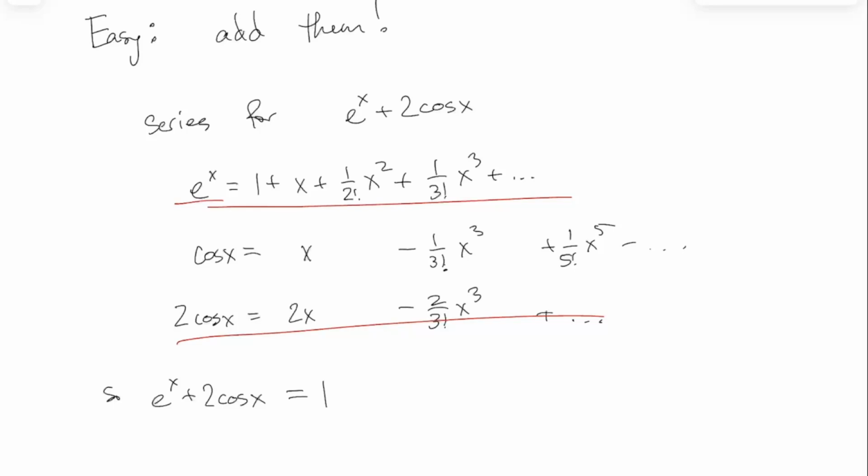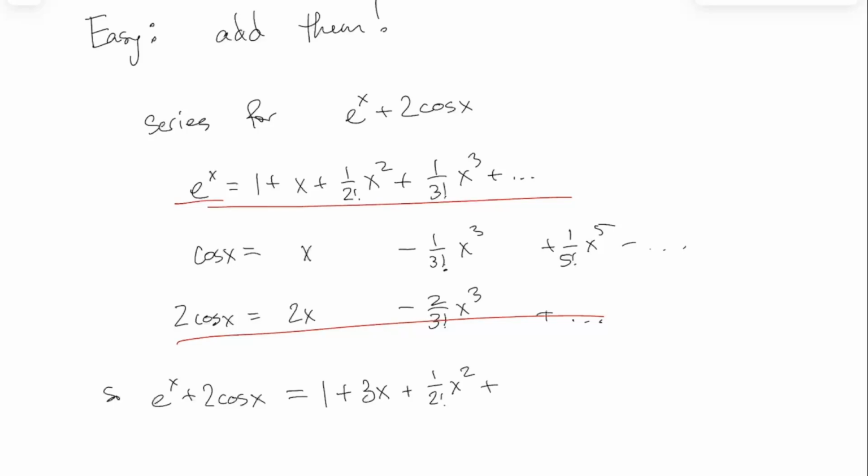Next, I have e to the x in the degree 1 term. E to the x gives me x. 2 cosine x gives me 2x, so the next term is 3x. We're just adding them up term by term. That 3x comes from x plus 2x. And then the next term is the x squared term. We don't get anything from the cosine, but we do get from the e part 1 over 2 factorial x squared.